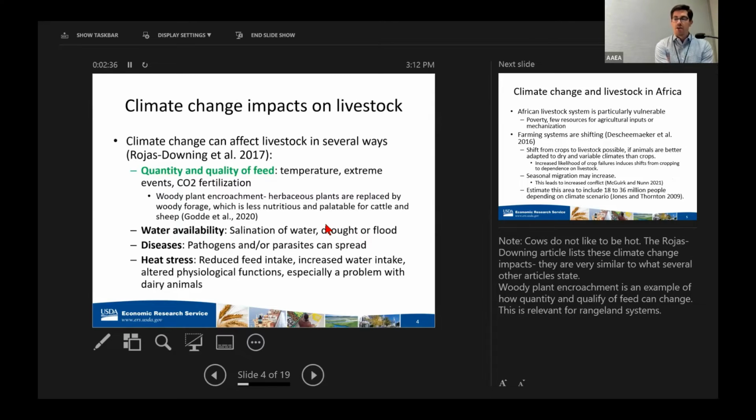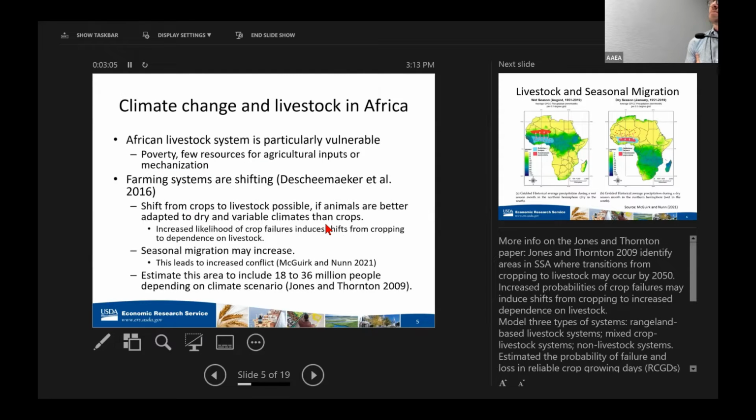What we are interested in and concerned with is woody plant encroachment, where herbaceous plants, the plants that livestock feed on primarily, are replaced by woody plants that are not as nutritious or palatable for cattle to consume. There are other mechanisms as well that are certainly relevant that we're not focusing on in this climate modeling in this presentation.